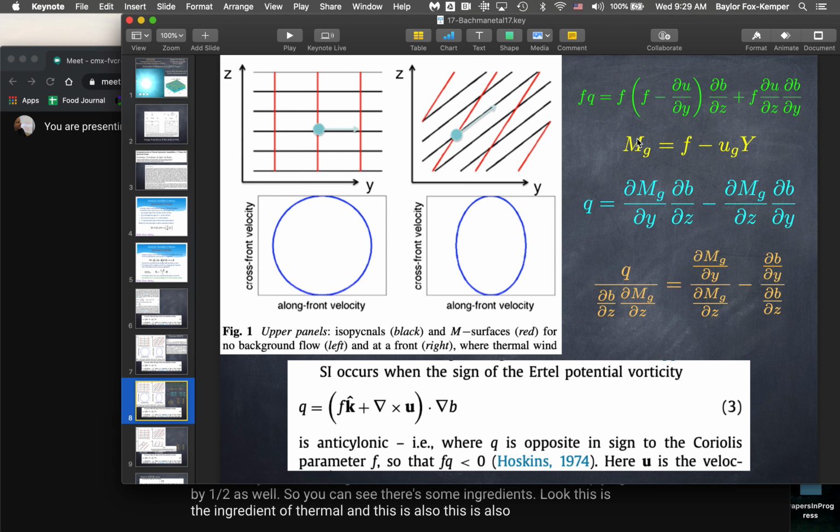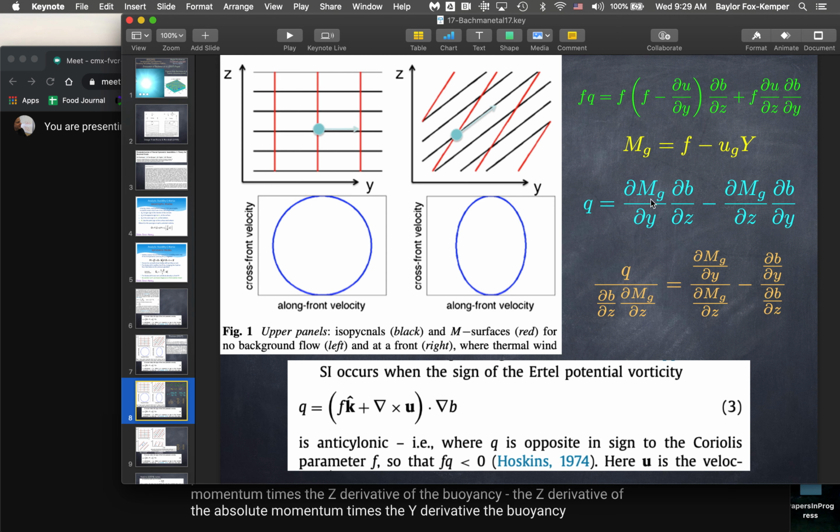So we can, if we plug in for the geostrophic absolute momentum, f minus U_g y, we find that the PV can be written like this, where it's the y derivative of the absolute momentum times the z derivative of the buoyancy minus the z derivative of the absolute momentum times the y derivative of the buoyancy.